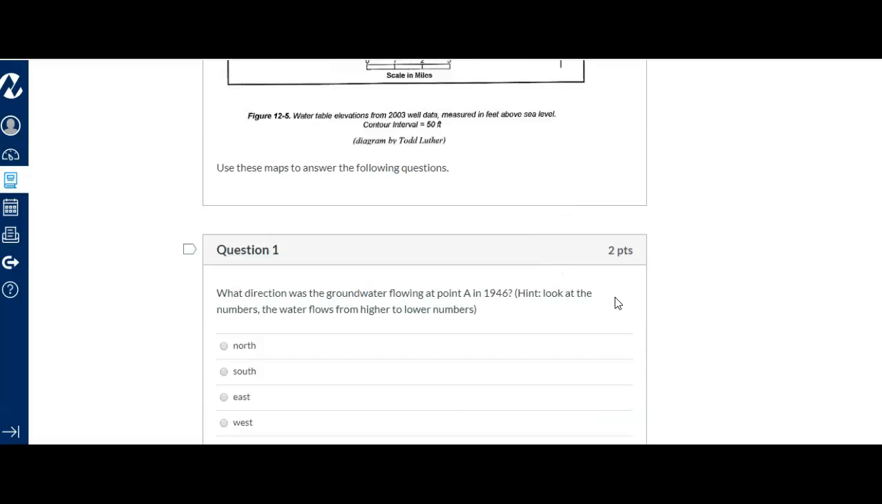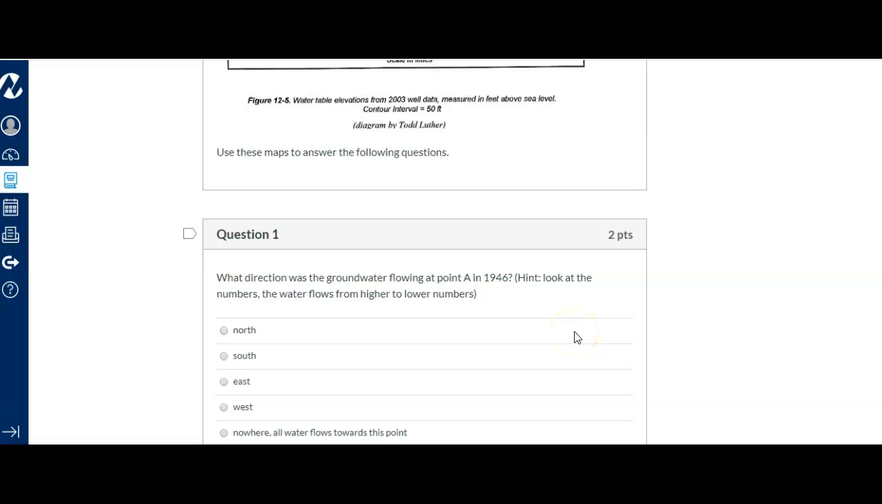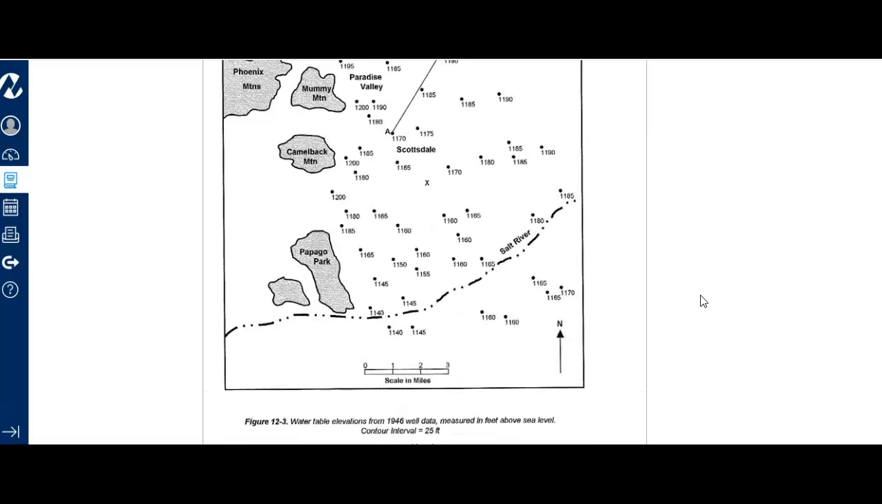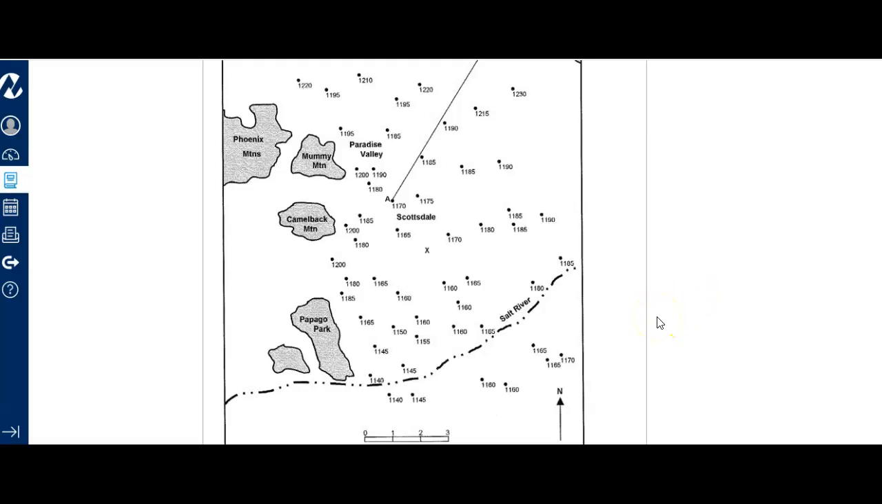So there's a couple questions that just ask you, based on what you know about the water table, where is the water moving to in each of the particular maps here? Just as a helpful hint, if we go to 1946, what you're looking for is a low spot. Where are the lowest numbers? Because remember, you can treat this data like almost the surface of the earth. So the water is going to flow from high to low. It's just like if it was the surface of the earth and you poured water, it's going to flow from the high points to the low points.